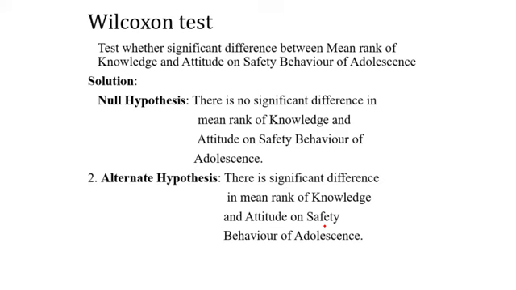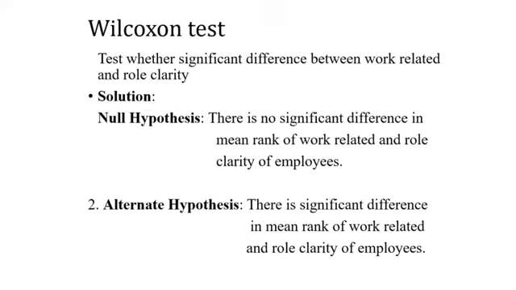We'll go for this kind of test. To see another example for the Wilcoxon test: significant difference between work related and role clarity. These are two dimensions, you can say. Among these two, how much difference is there? To see this, we'll use the Wilcoxon test. The null hypothesis is that there is no difference. To state the alternate hypothesis: there is a significant difference in the mean rank of work related and role clarity of employees. So these are two examples which will help you to understand.